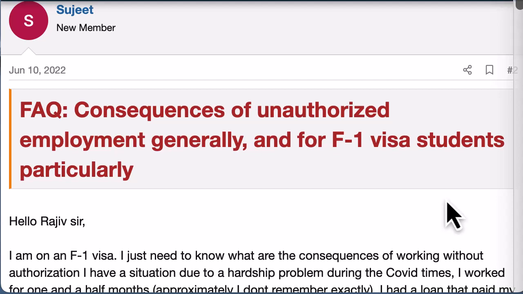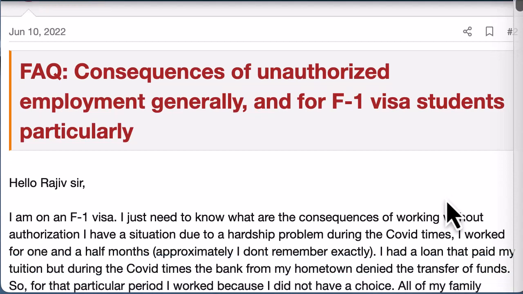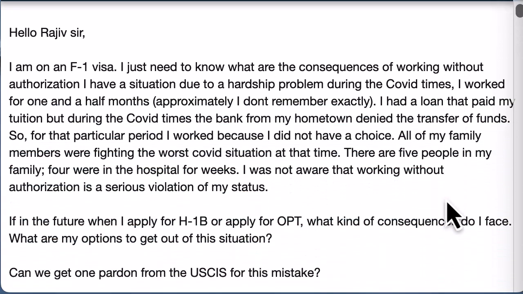And if you tell the truth, your sensitive visa, F, J, B1, B2, will probably not be granted. Okay? But lying is not an option. Concealing it is not an option. Okay? Now, for this gentleman who's written this message, he had a very sympathetic situation because of COVID. 4 members of a family of 5 were sick, and he had no choice. His bank didn't clear the payments, so he worked without authorization.